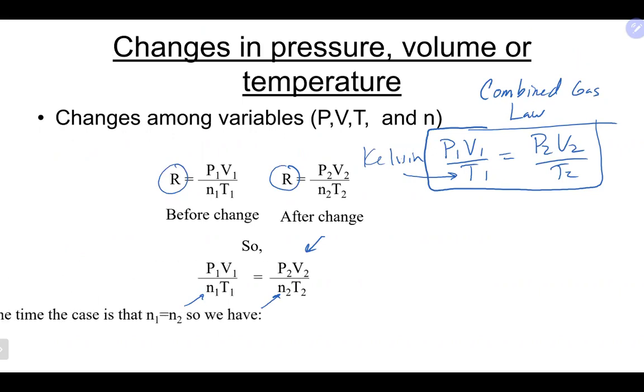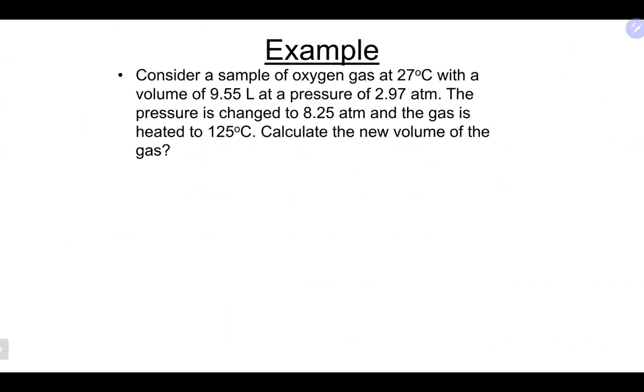Free tips, and there you go. So let's try our rearranging skills here, shall we? Consider a sample of oxygen gas at 27 degrees Celsius with a volume of 9.55 liters and a pressure of 2.97. You decide to change pressure to 8.25 and also heat it up. What is the new volume? All right, put those math skills to use. I will do it as well.